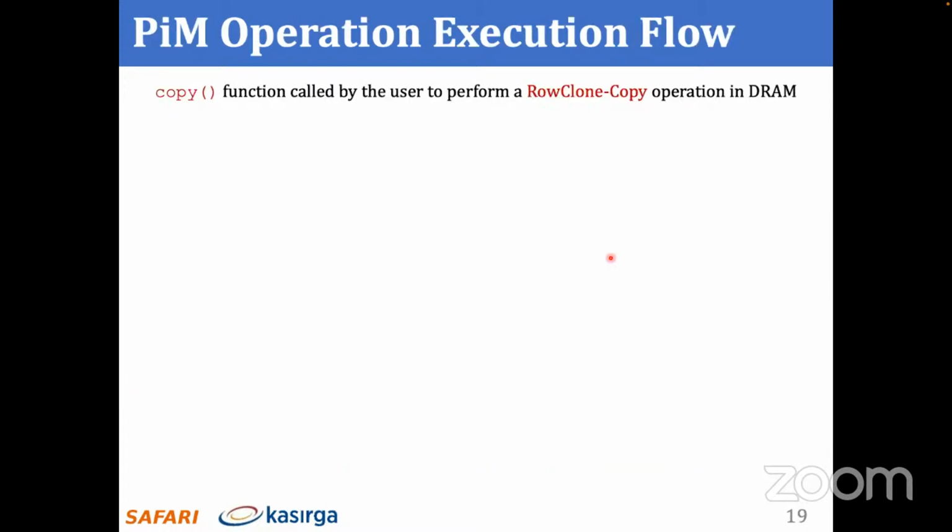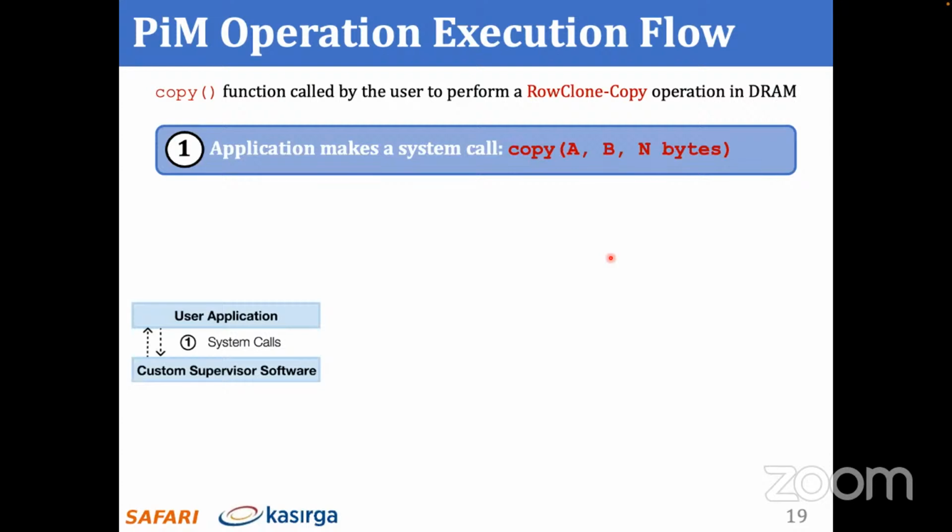Now I will describe a PIM operation execution flow over this diagram again. We will execute a copy function. The user will call a copy function to perform a row clone copy operation. First, the user application will make a system call with the following semantics. It wants to copy from array A to array B n contiguous bytes in virtual memory.